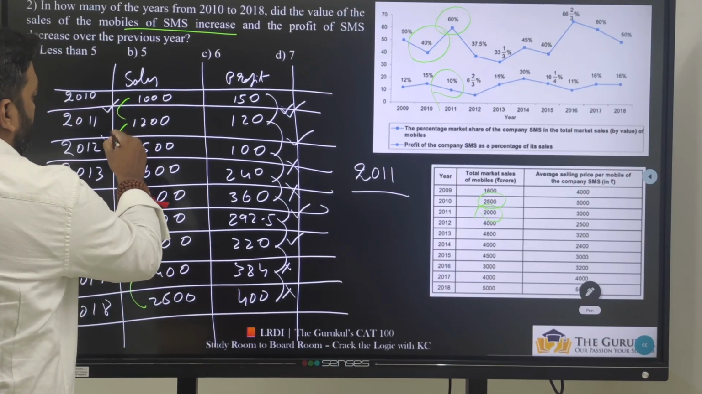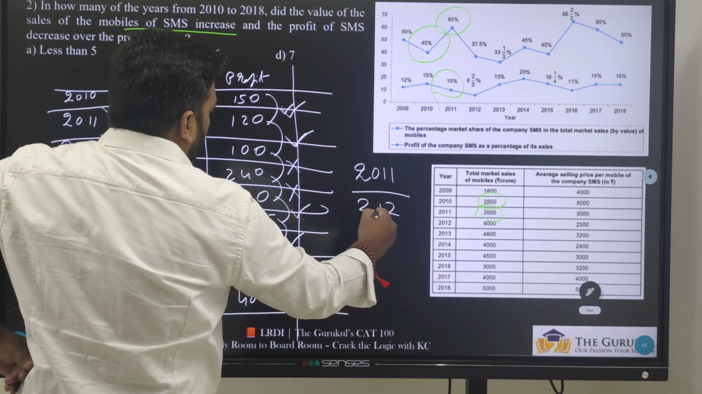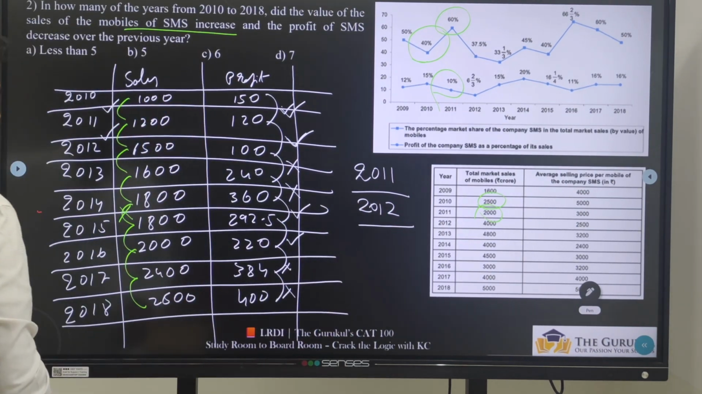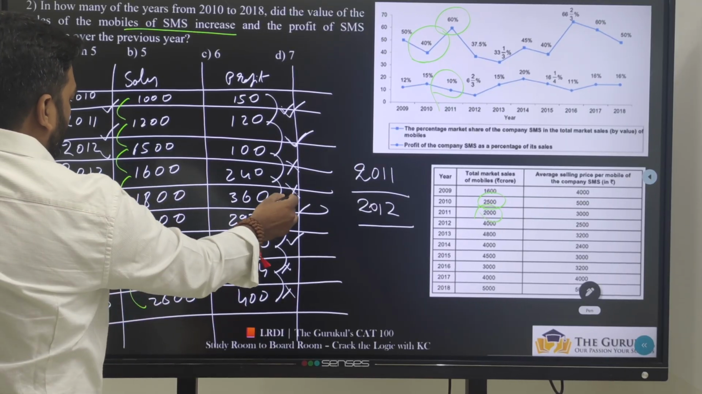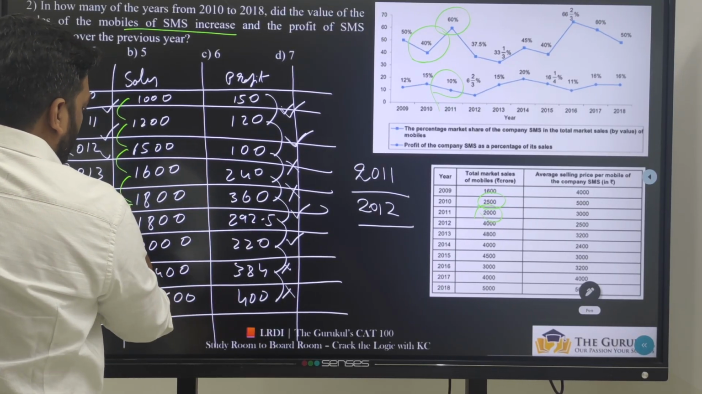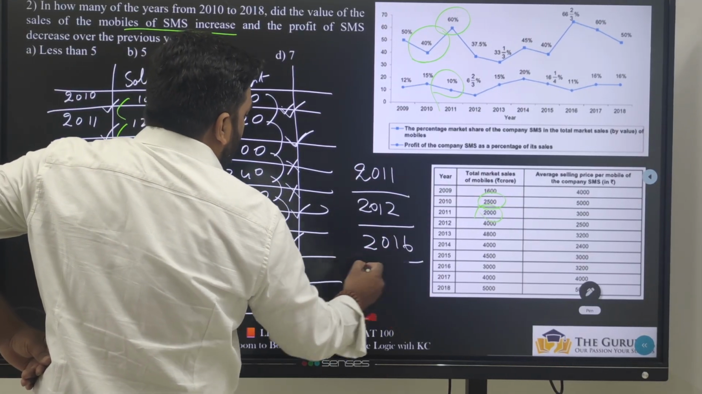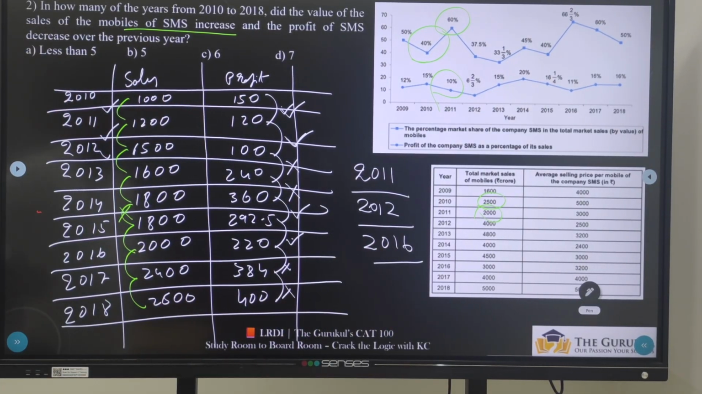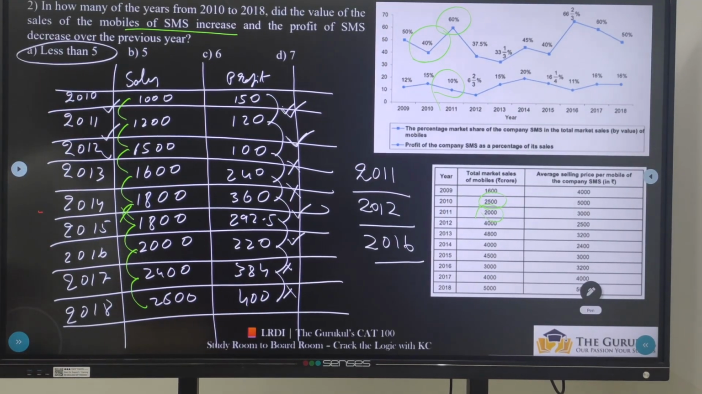Next, 11 to 12. This is happening. This is also happening. It will happen in 2012 also. This is happening, this is not happening, no. This is happening, not happening, not happening, happening. Here both are happening. Again it happens in 2016. So this happens only 3 times in the given time period. So your answer is option A, less than 5 times.